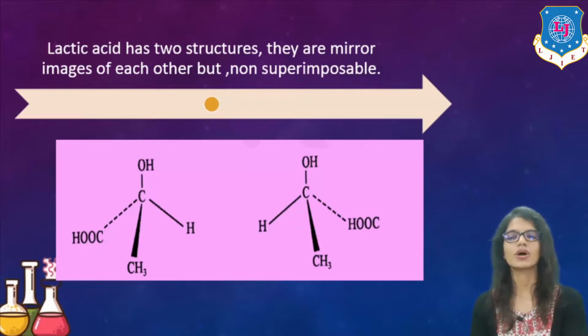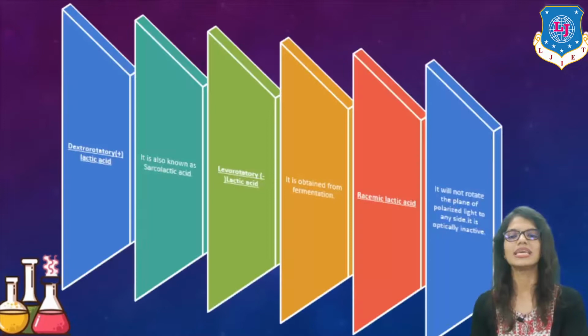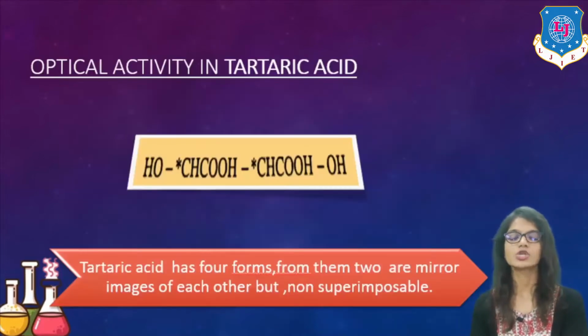Now, which three forms are there? The first one is D plus, dextrorotatory lactic acid. It is also known as sarcolactic acid. After that we have L minus lactic acid, that is levo, obtained from fermentation. The third one is racemic. It's a mixture of both, and doesn't create any change.